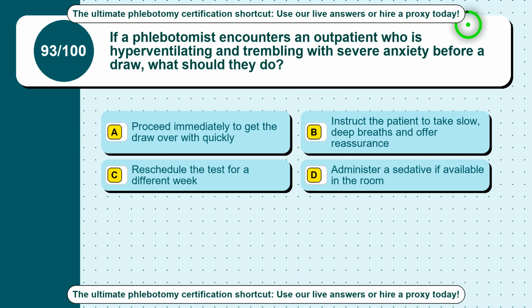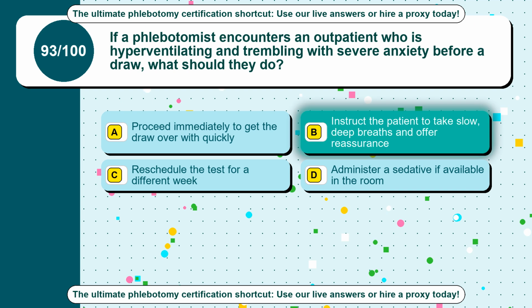Question 93. If a phlebotomist encounters an outpatient who is hyperventilating and trembling with severe anxiety before a draw, what should they do? Option A, proceed immediately to get the draw over with quickly. Option B, instruct the patient to take slow, deep breaths and offer reassurance. Option C, reschedule the test for a different week. Option D, administer a sedative if available in the room.